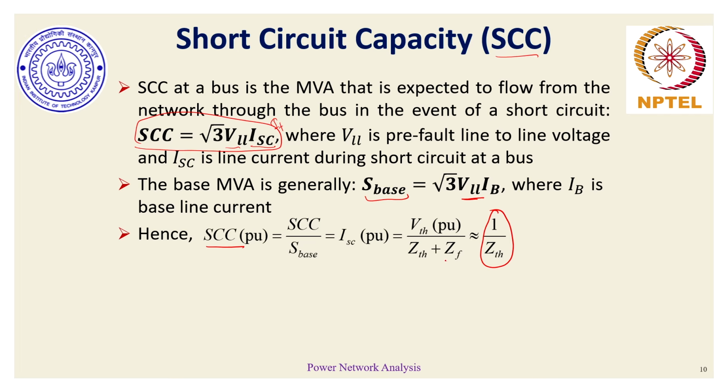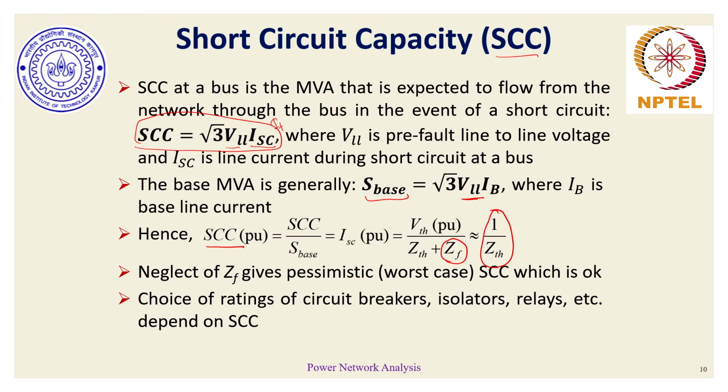Now, why are we ignoring the presence of ZF? Because if we ignore the presence of ZF, SCC will still give us a worst possible value. So, we are going for the most pessimistic or worst case condition. And the rating in terms of SCC that we get for every such bus in a given network dictates what is going to be the rating or breaking capacity of the associated circuit breaker and isolator.